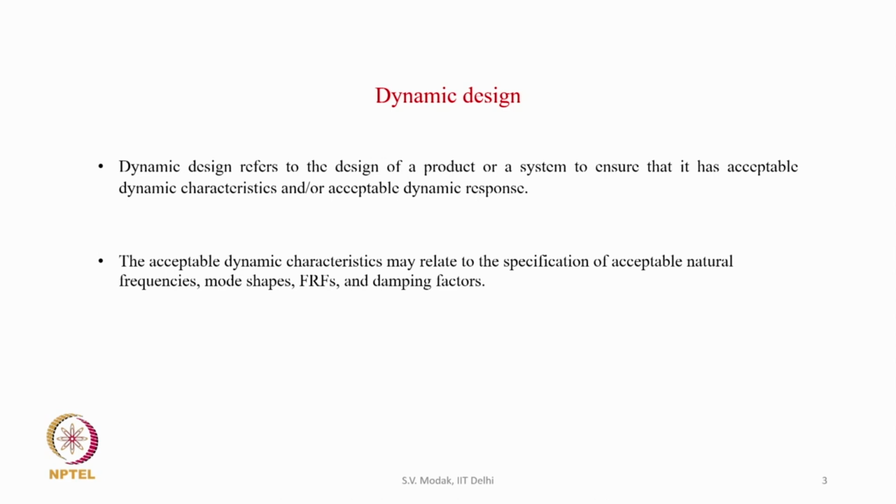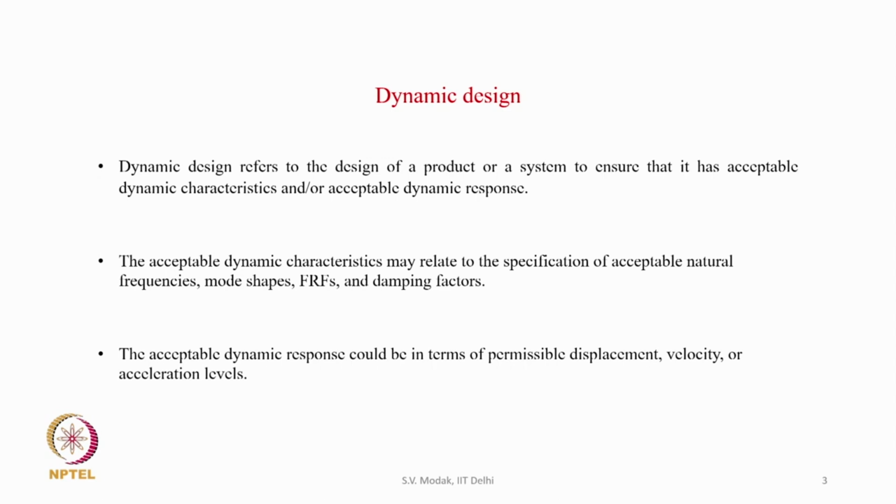Another requirement could be associated with the desired mode shapes. We may like to have, let us say, the node of a mode at a certain location. We may like to locate anti-resonances at certain frequencies so that the responses at those frequencies are small. We may like to have desired damping factors. We may like to increase the damping factor in certain modes. So this could be the definition of desired dynamic characteristics.